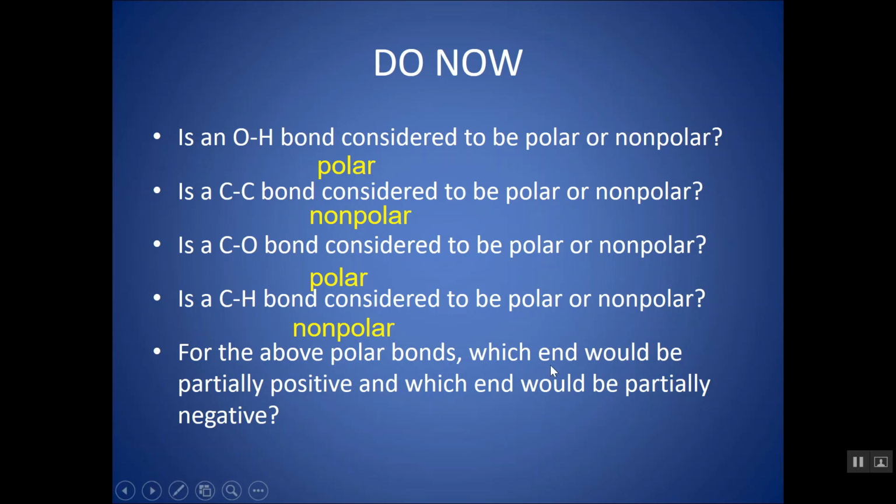For the above polar bonds, which end would be partially positive and which end would be partially negative? Remember, the more electronegative atom would be the partially negative side because it would have electrons closer to it, giving it more electron density in that area and a partial negative charge. So for this first bond, the O would be slightly negative, the H slightly positive. Remember, we can denote that with these Greek delta signs, which look like three-quarters of an 8. C-O is polar, and again, that O is slightly negative. That makes the C slightly positive.